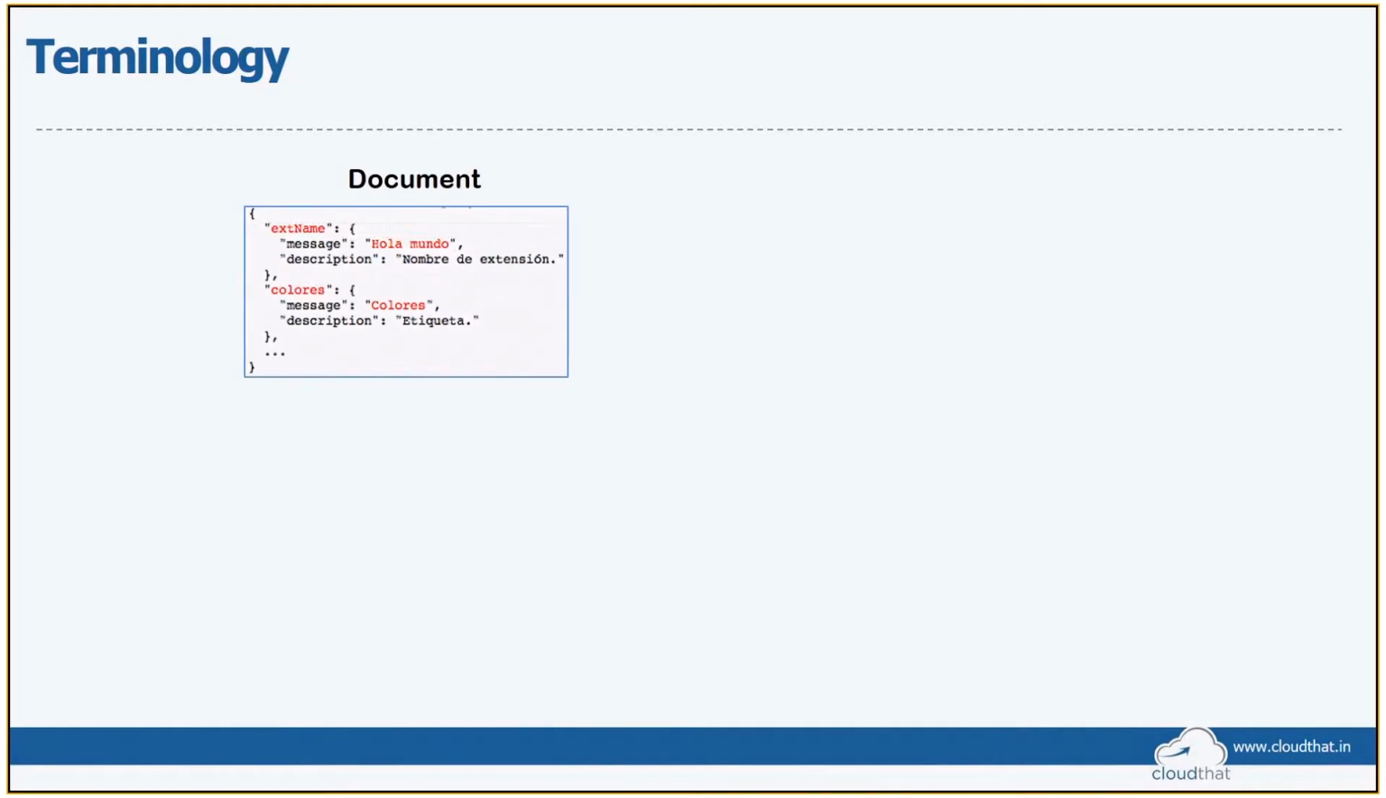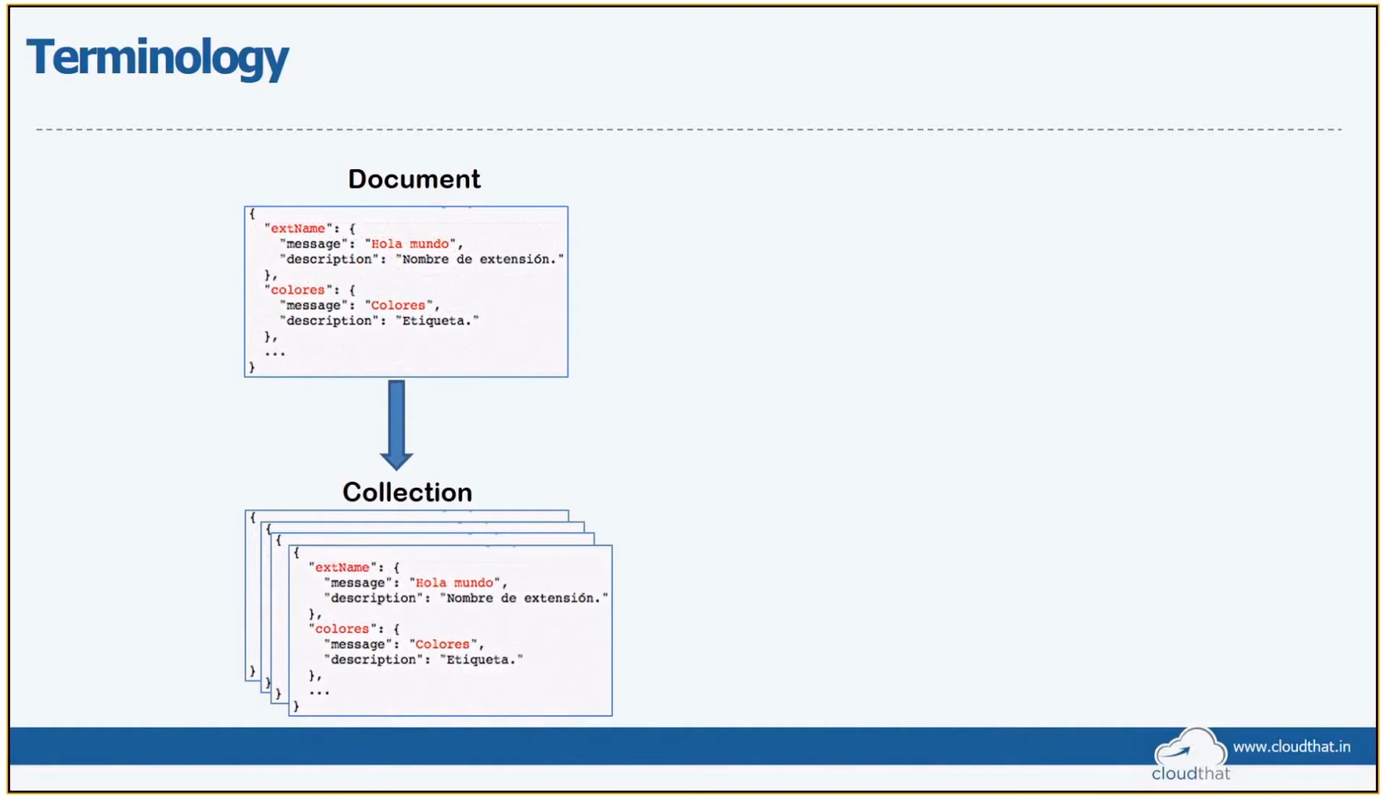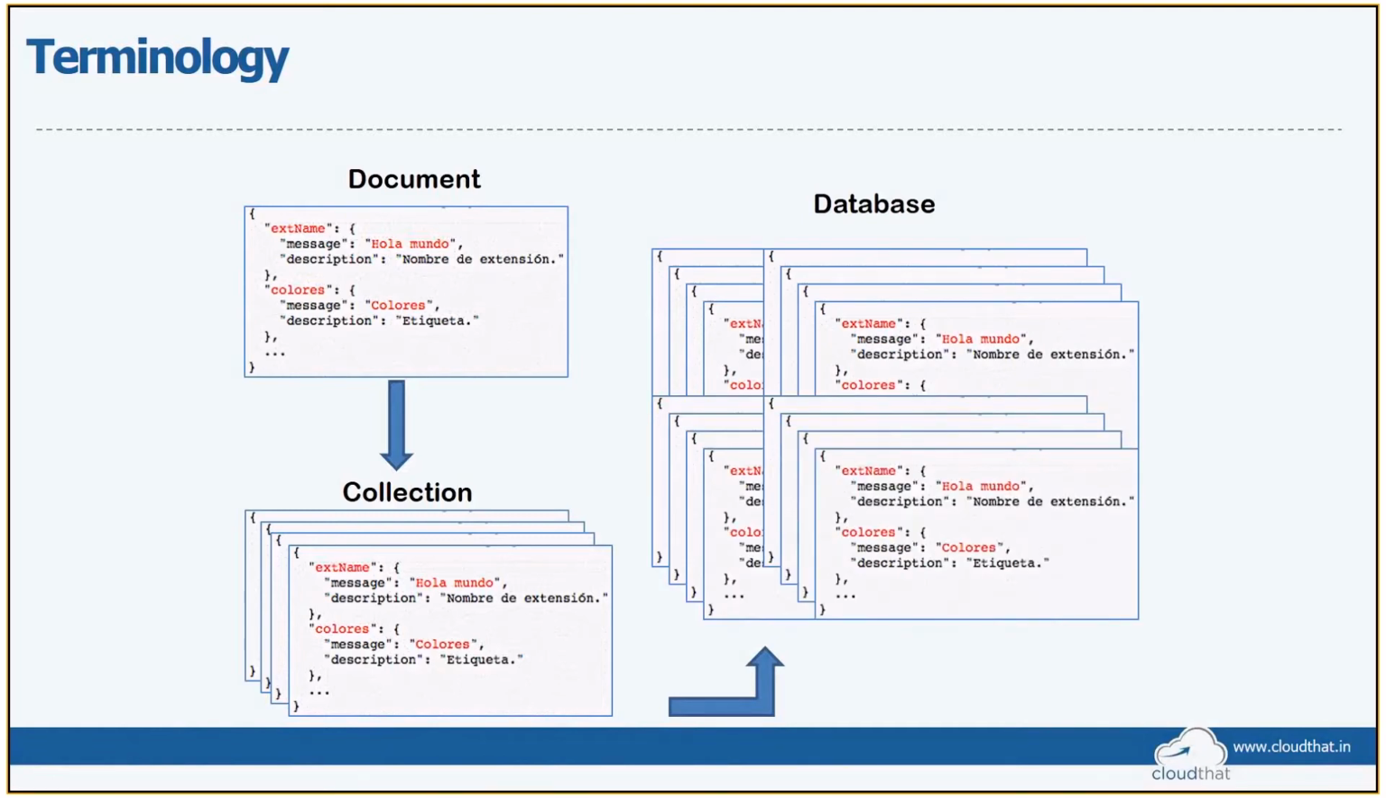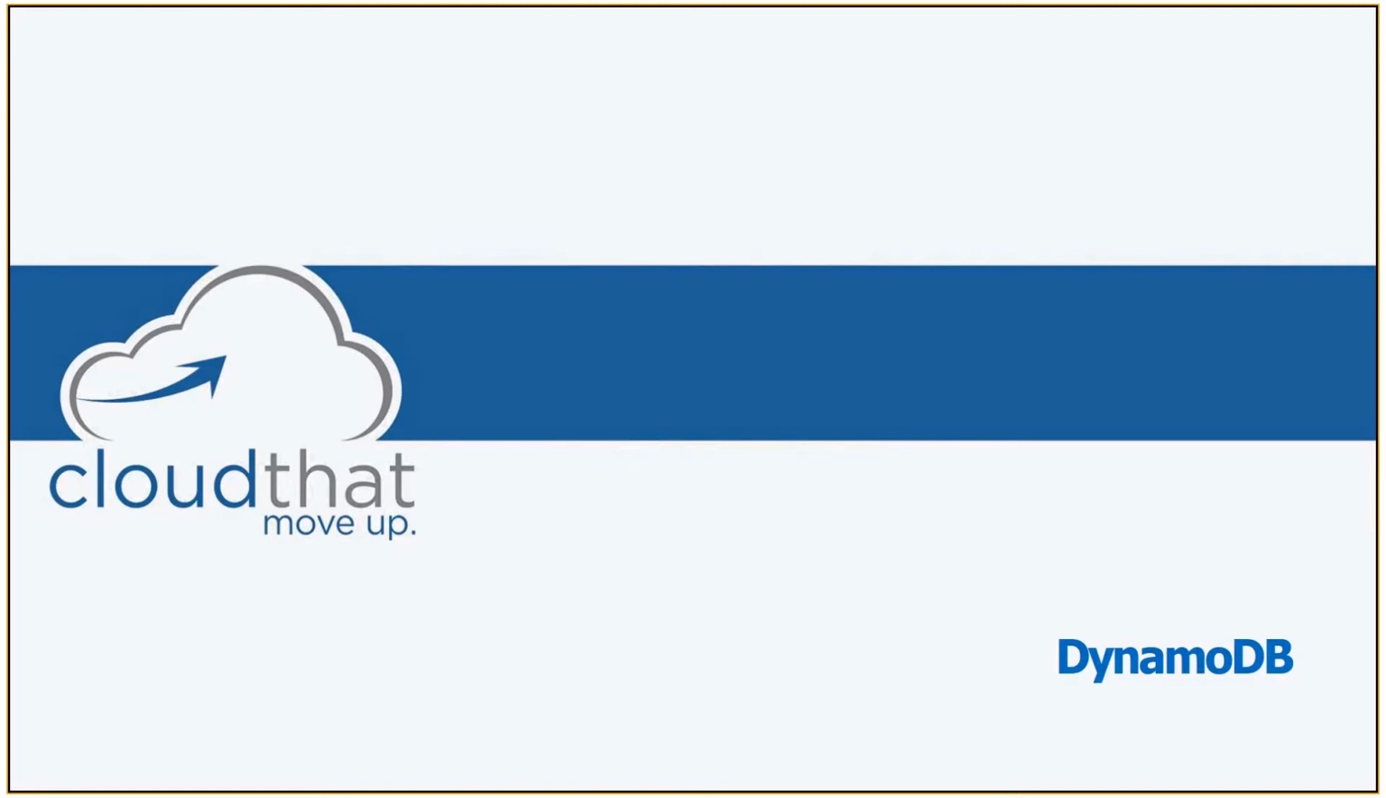Terminologies. Generally, what we call a row in a relational database, we call a document here. A document is a single row which has details of one single entity, in a key-value pair fashion. Multiple documents together form a collection, which is a table in the relational scenario, and multiple collections together form a database.